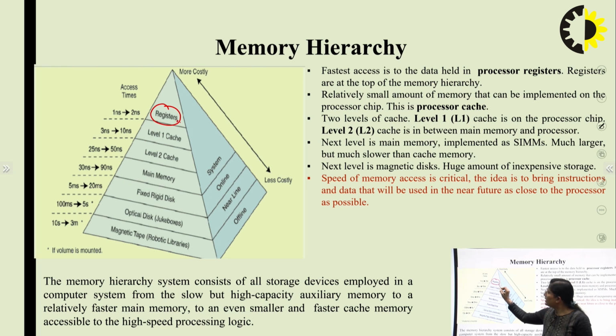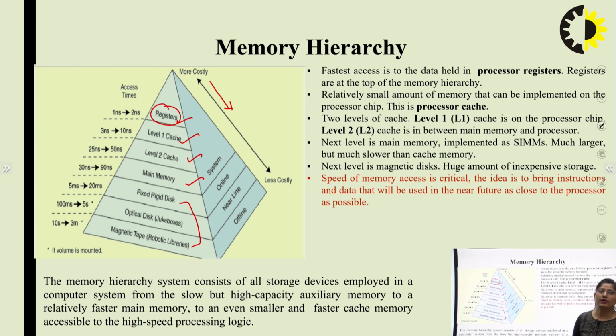So after that, moving downward, we have level 1 cache, then level 2 cache, then main memory, then these are your secondary memory devices. So what is the role? Registers are the fastest memory and the smallest memory, and they reside inside the CPU. Basically, registers are used to store the temporary data during the computation of an expression.